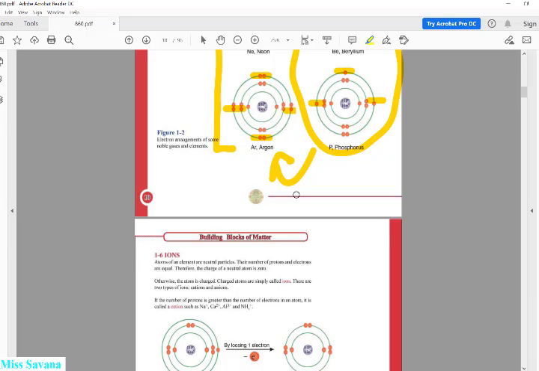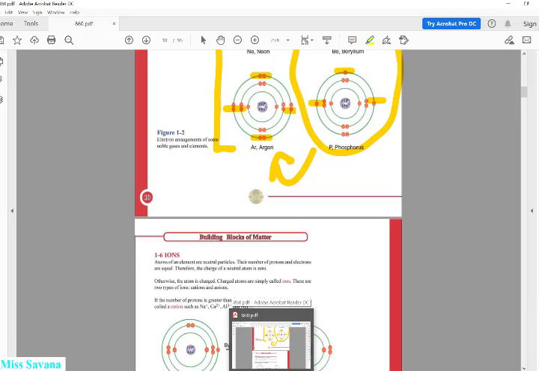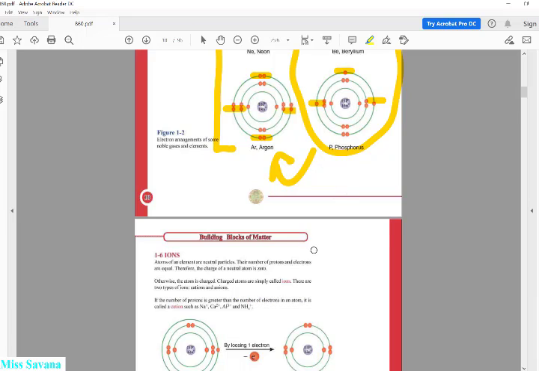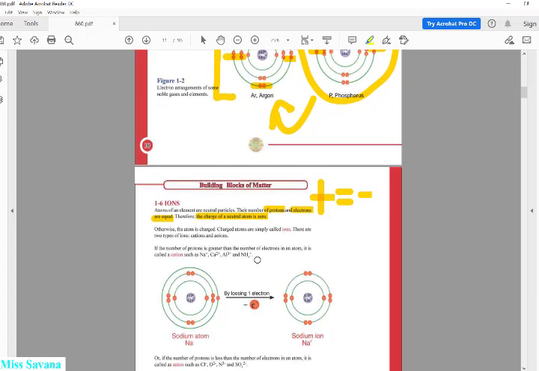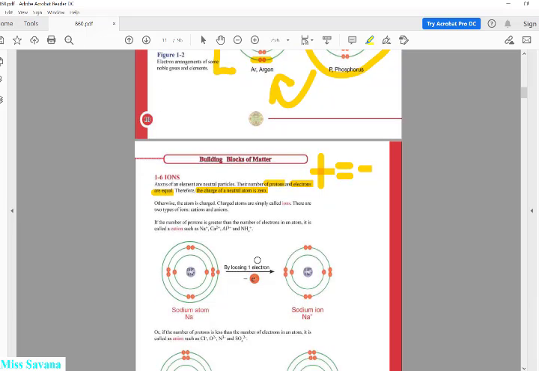أقصد بيها إنه هم كونهم neutral، يعني كونهم مستقرة. Which means that the positive is actually equal to the negative. When does that happen? That happens only in atoms. Their numbers of protons, as you can see, and electrons are equal. يعني شنو؟ متساوية. Therefore, the charge of a neutral atom is zero. يعني هو المركب element يكون غير مشحون.